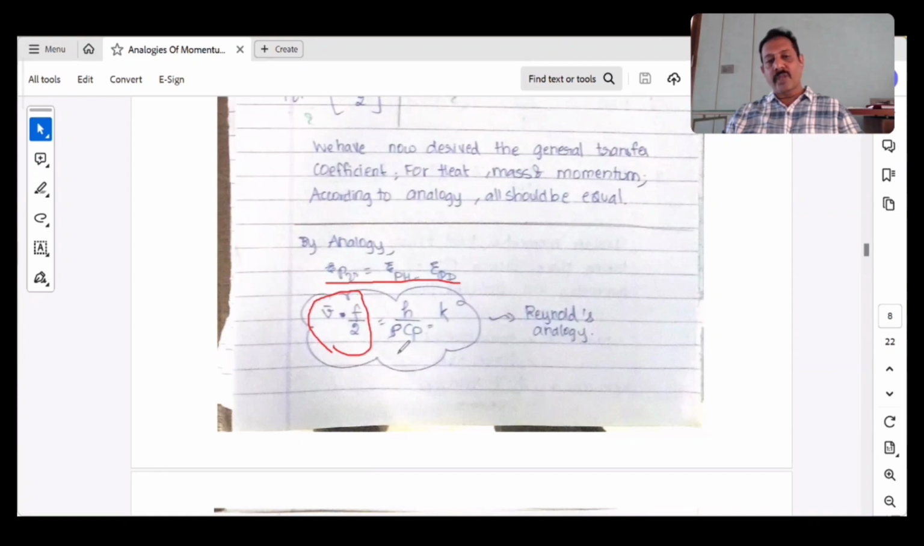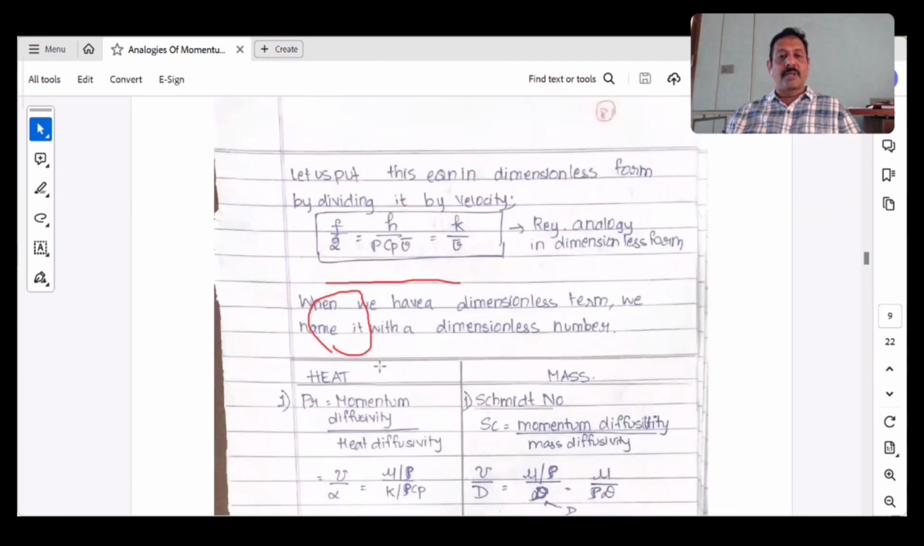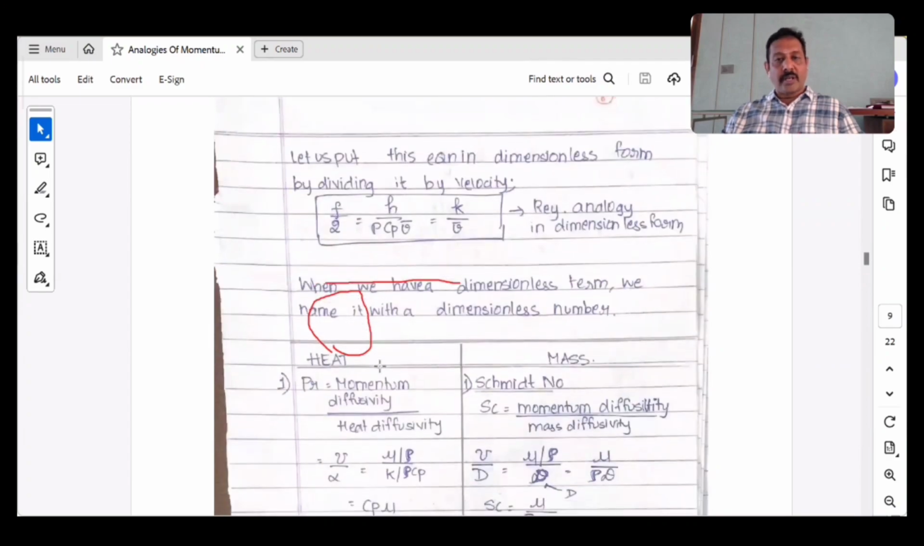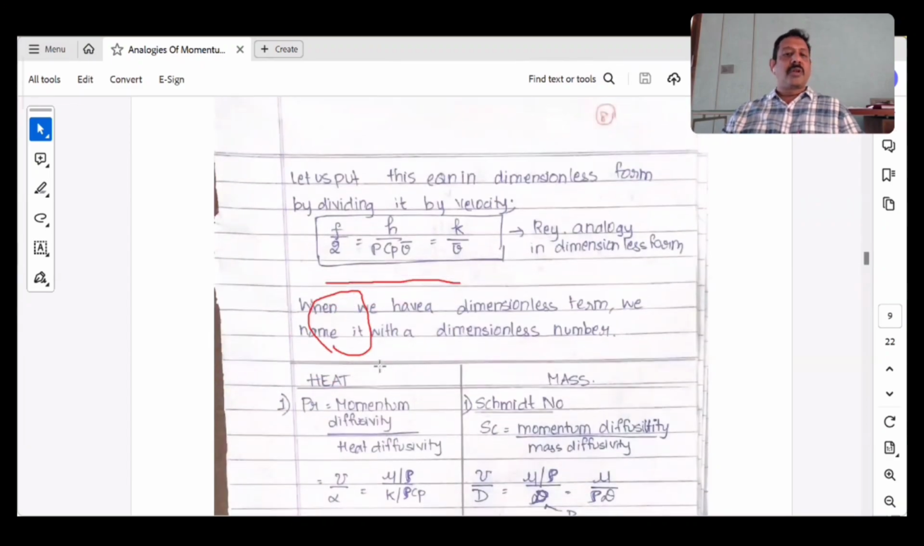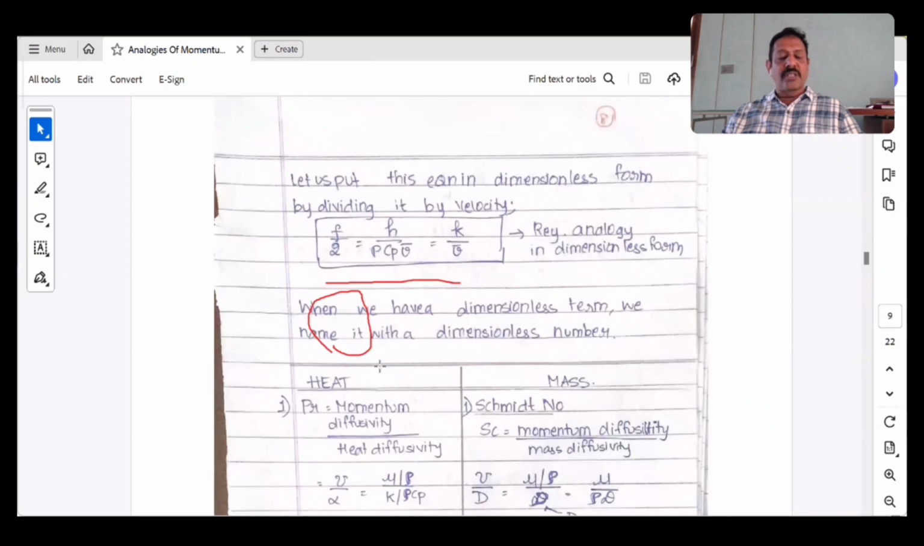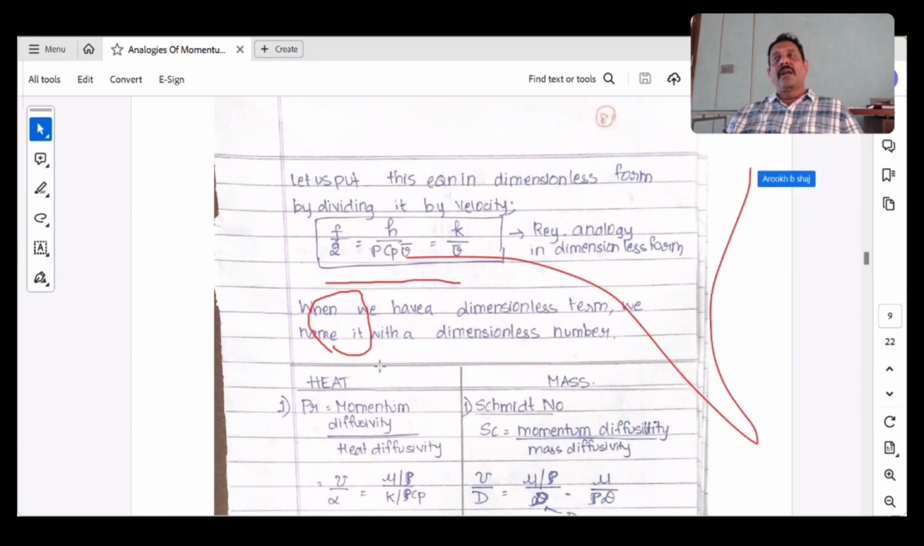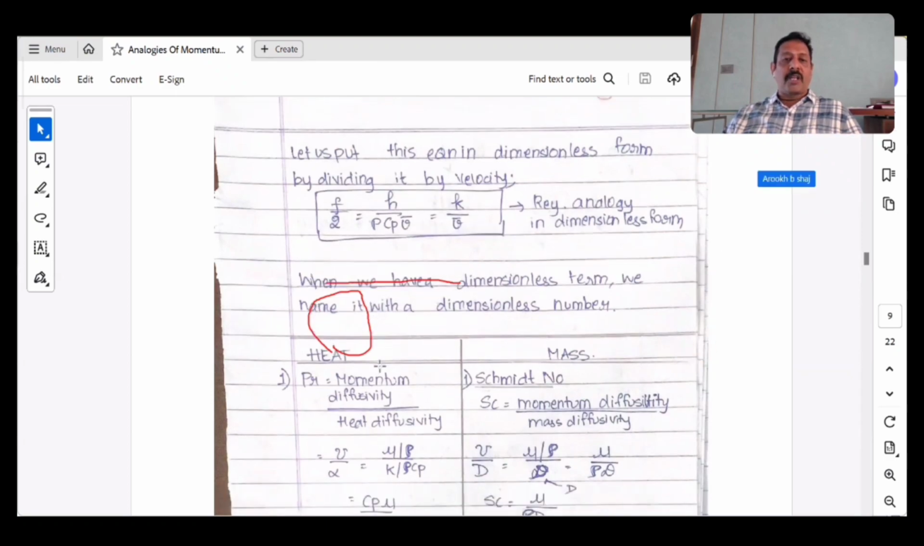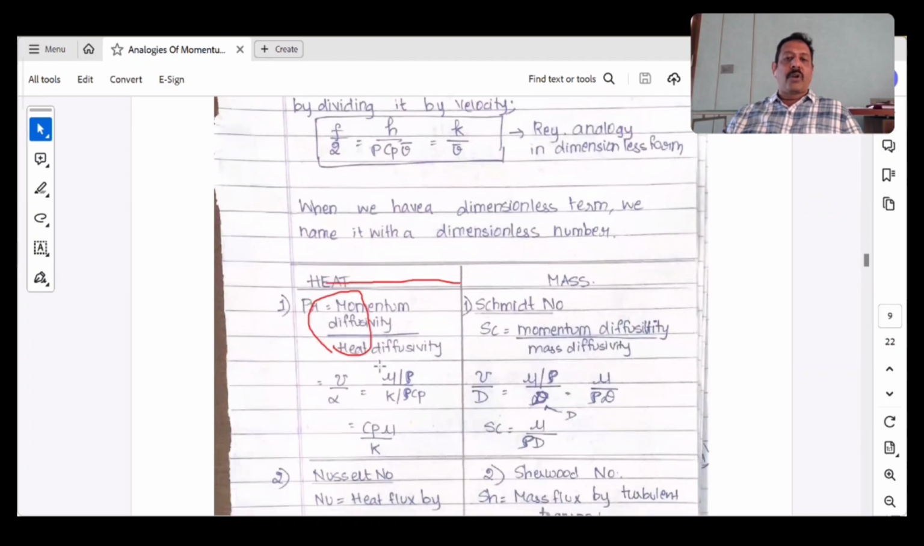So v into f by 2 is equal to h by rho Cp is equal to K. This is actually the Reynolds analogy, but we present it in a more presentable form by writing in terms of dimensionless numbers. So in terms of dimensionless numbers you do some alterations. So f by 2 by h by rho Cp v is equal to K by v. I have written it in dimensional form, but I have to give some name to it, right? For that we'll define the dimensionless numbers.